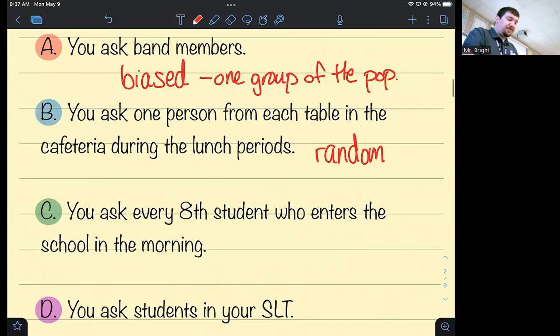You ask every 8th student who enters the school. Is that random? Yeah, you have no control over who's going to be the 8th person to walk in, or the 16th, or the 24th person, and so on. So that would be random. Even if you walk in with all the band members, because they always hang out together and they're always biased, right? Just kidding. But yeah, if you just ask 1 out of every 8, you're only going to get 1 of those band members. You're only going to get 1 of the football players, or whatever it is. So you get a nice random chunk of people.